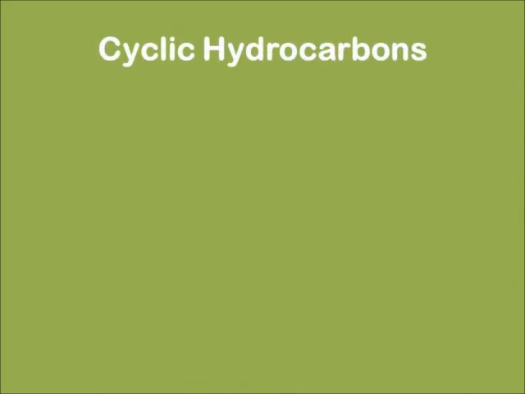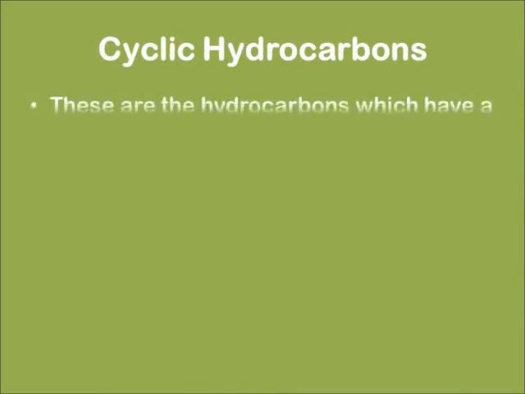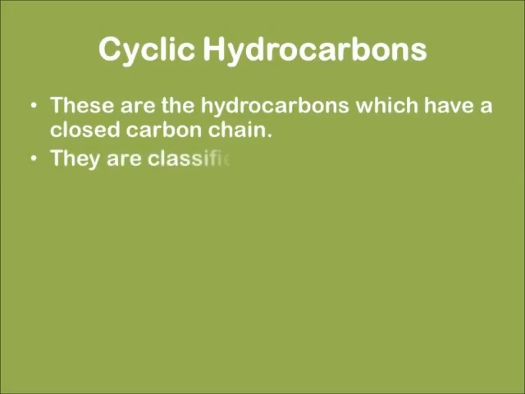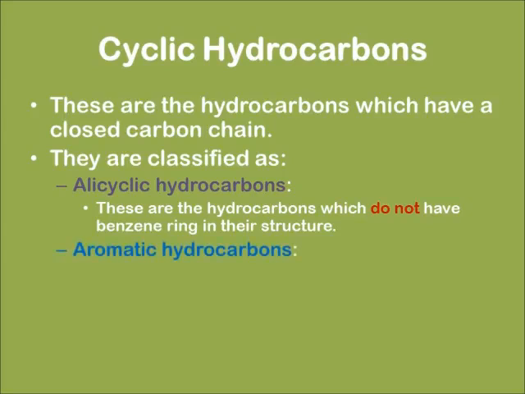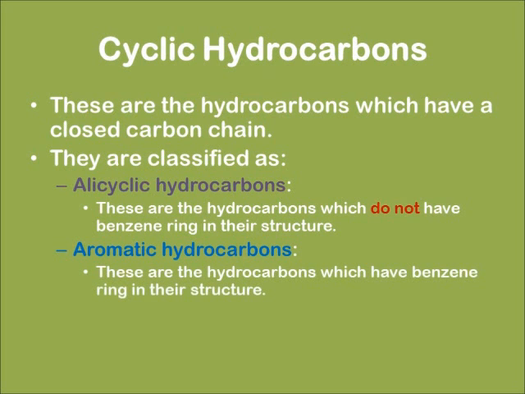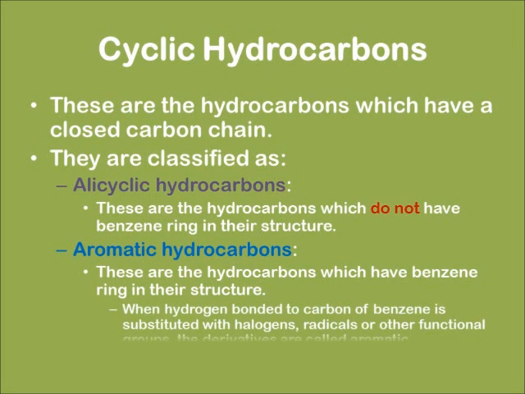Now let us study about cyclic hydrocarbons. As the name suggests, these are hydrocarbons which have a closed carbon chain. These are again classified into two types. Alicyclic hydrocarbons, which means that these hydrocarbons do not have a benzene ring in their structure. And the second category is aromatic hydrocarbons, which have a benzene ring in their structure. So if you have an aromatic or a benzene ring, and if a hydrogen is substituted by any atom or a functional group, then the entire compound will be known as an aromatic compound.